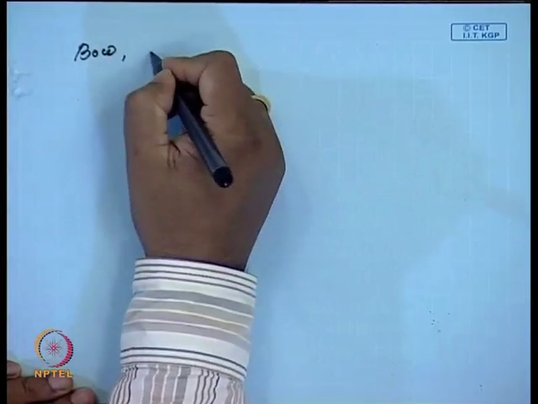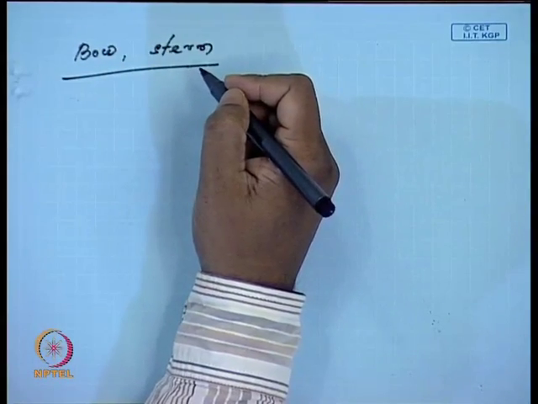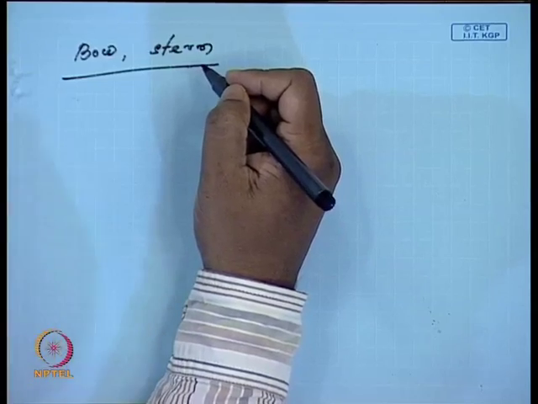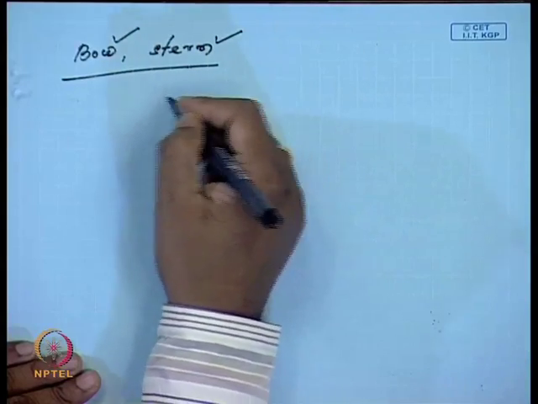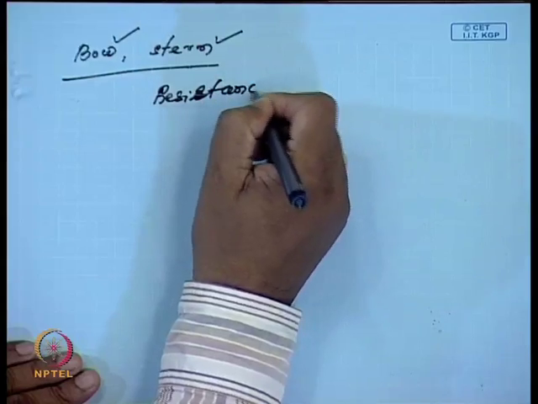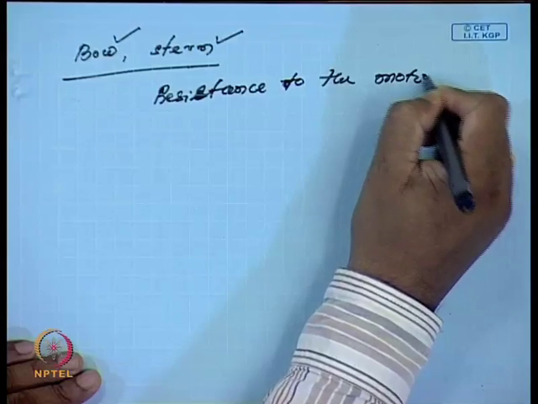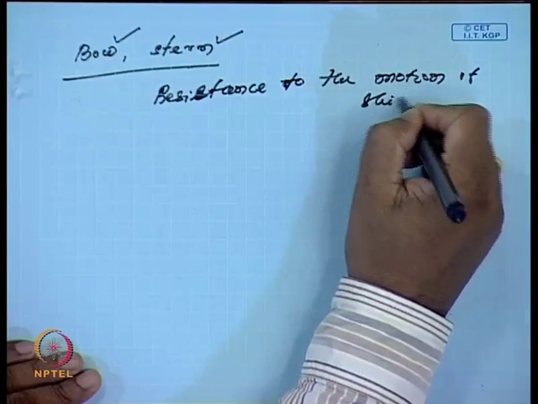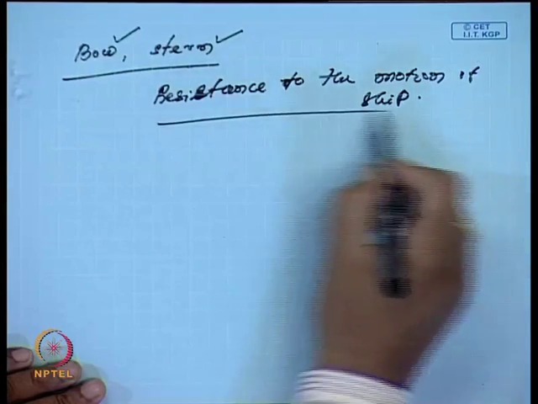So, one wave is produced near the bow of the ship, and another wave is produced at the stern of the ship. These two types of waves, one produced at the bow and the other at the stern, provide resistance to the motion of the ship, and these forces are called the wave drag.